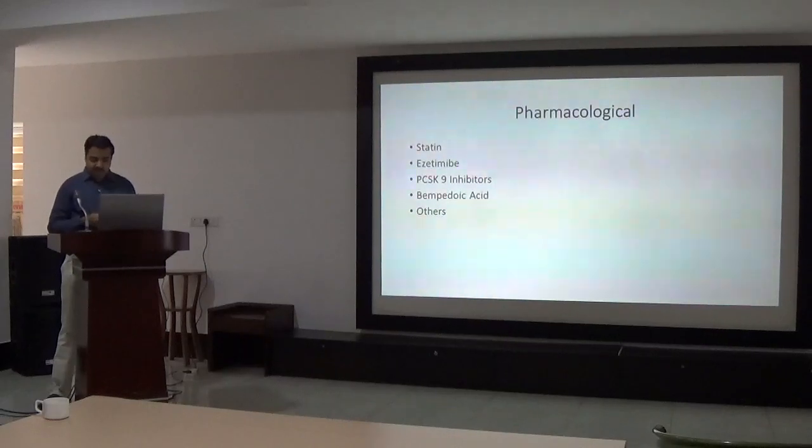So let's move on to pharmacological treatment. First line of drug is statin, all guidelines, age old. Second line of drug is ezetimibe. Third, PCSK9 inhibitors. Other drugs which are not there in guidelines till now are bempedoic acid, inclisiran, and other newer agents.